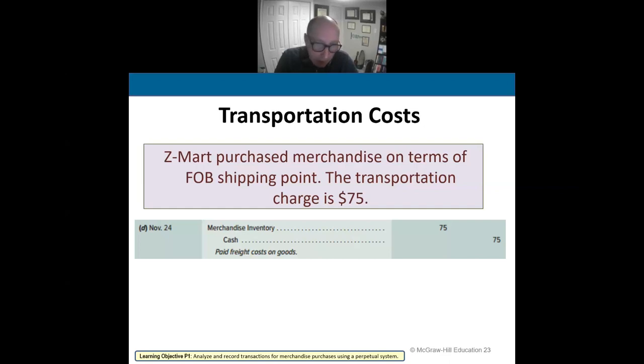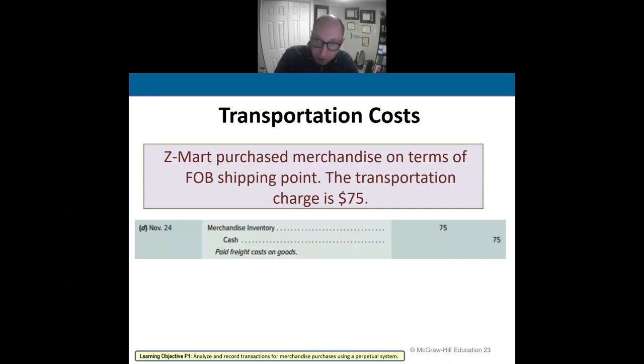The reason why I debit merchandise inventory and not a transportation expense is because the cost of the inventory to get it to you to then sell is all a part of cost of goods sold. So we need to make sure that anything related to the cost of getting that inventory to sell to your customer, we include in the cost of the inventory. Make sense?